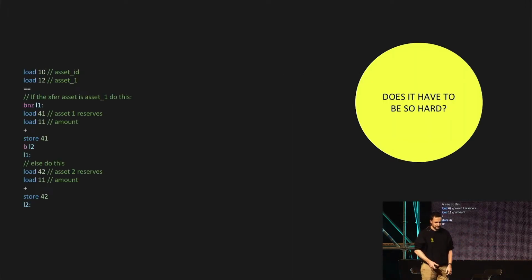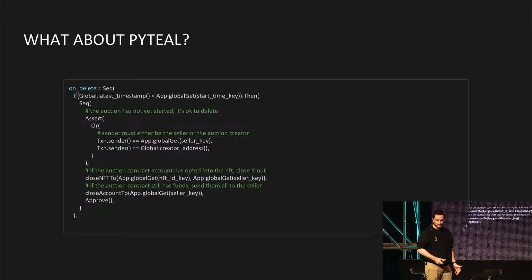TEAL doesn't have common abstractions. Yes, you can do conditional stuff, you can do if this, else that, but it involves a lot of manual work, it involves a lot of lines of code to do quite simple branching and things. There's a lot of burden placed on the developer. So does it have to be this hard?